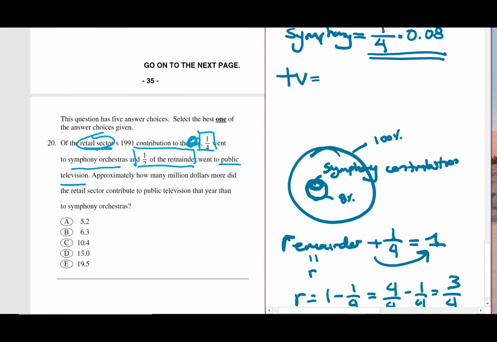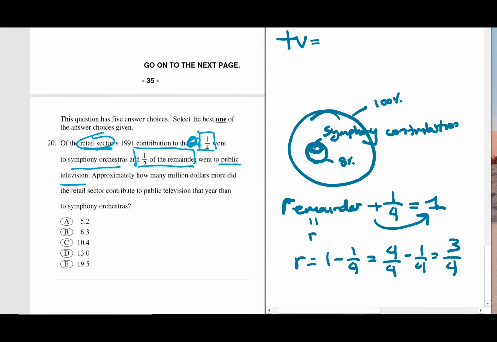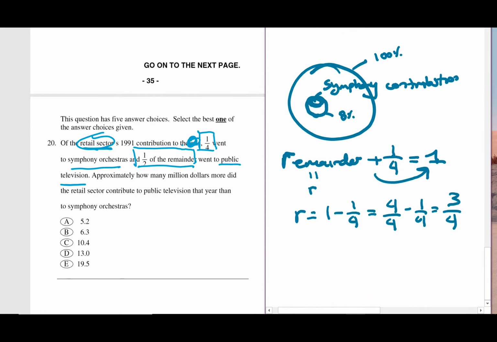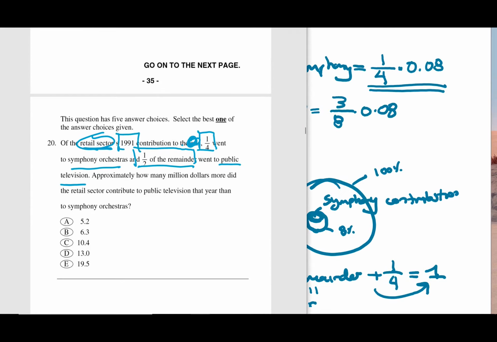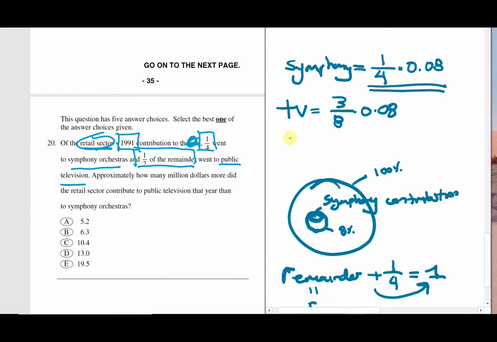So now for TV, we know that the remainder is 3/4, but we're taking 1/2 of the remainder. So 1/2 remainder is 1/2 R, is 1/2 times 3/4. 1/2 of the remainder equals 3/8. So now the contribution to the television we know is now 3/8. So this is 3/8 times 0.08. And we know this is 1991. So we know the revenue in 1991 was 520, because revenue 2 is 520 mil.